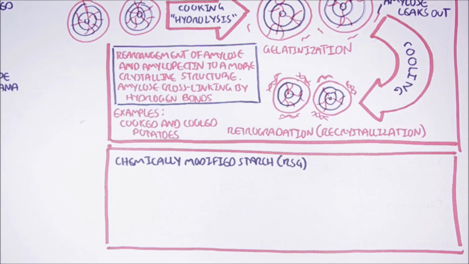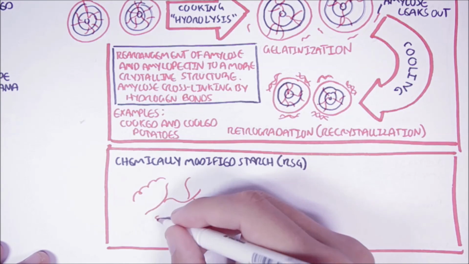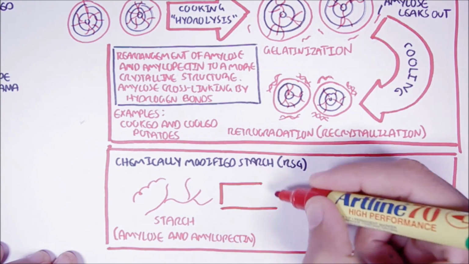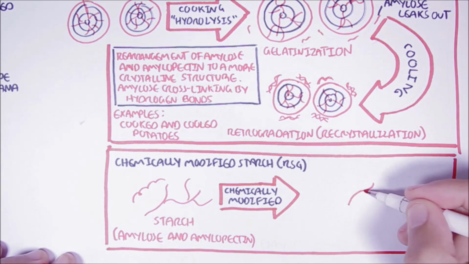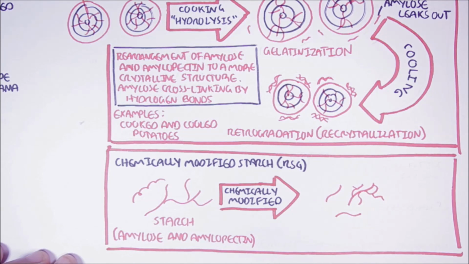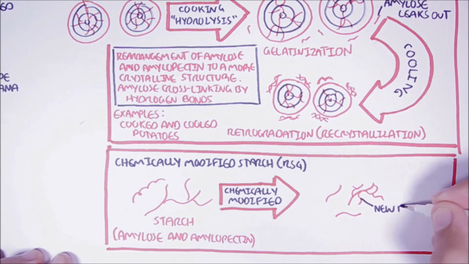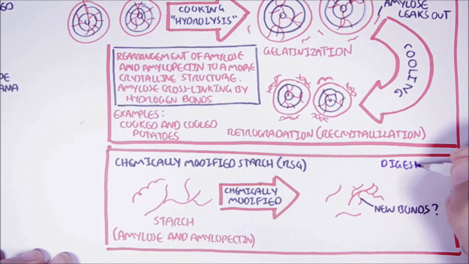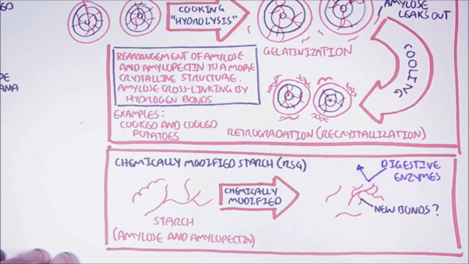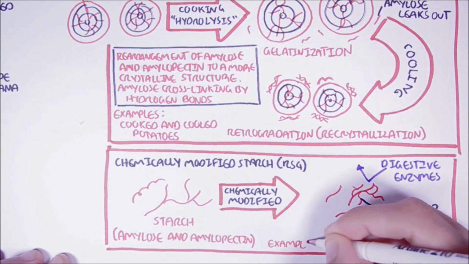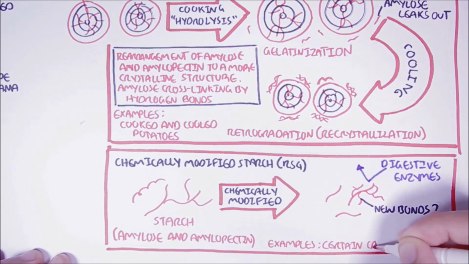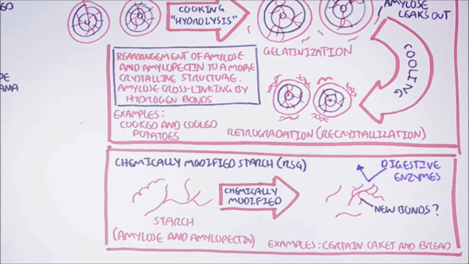Now, finally, some authors have proposed a type 4 resistant starch, which is the chemically modified starch. This type of starch is said to be possibly attributed to the different bonds formed through chemical modification. And so with these new bonds, this type of starch will resist digestion by digestive enzymes. Examples of food with chemically modified starches are certain cakes and breads.